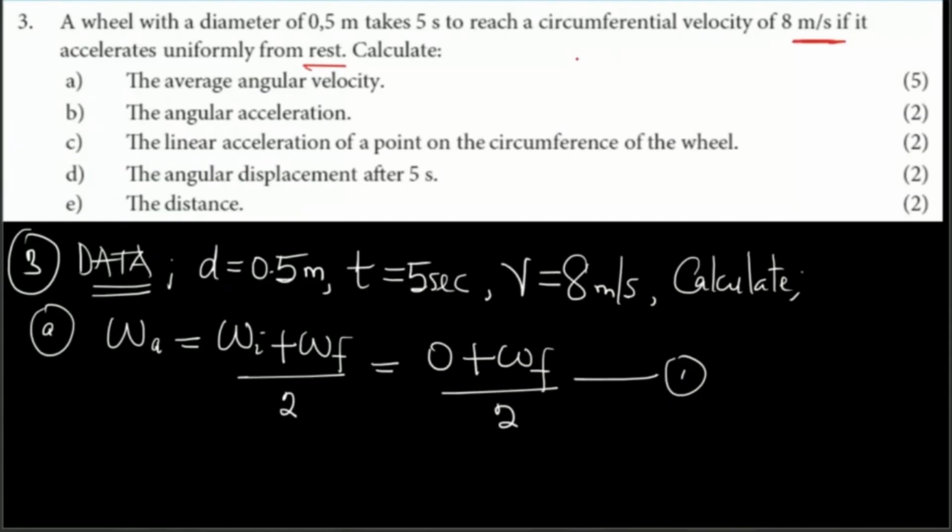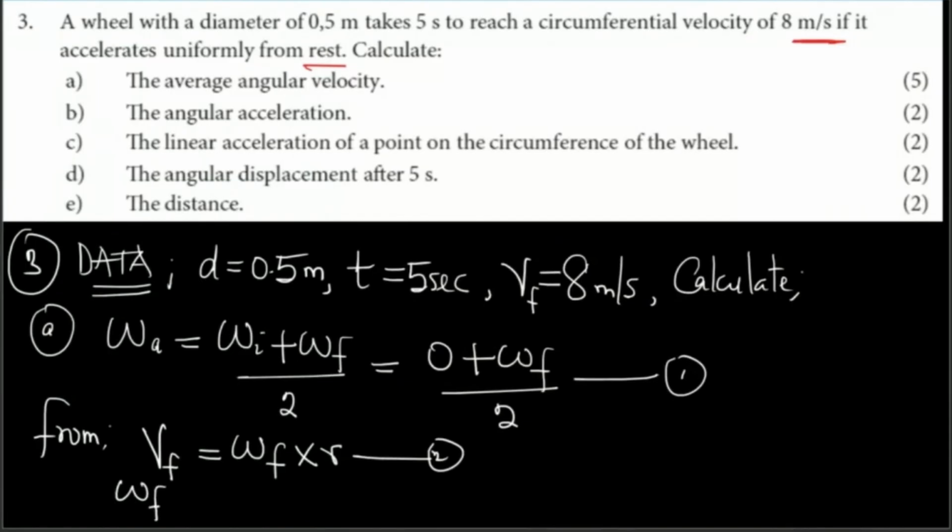8 meters per second. Okay, so that is the final velocity. We can determine that by using v final is equal to w final multiplied by the radius. Remember the formula that connects the linear and the angular quantity together.